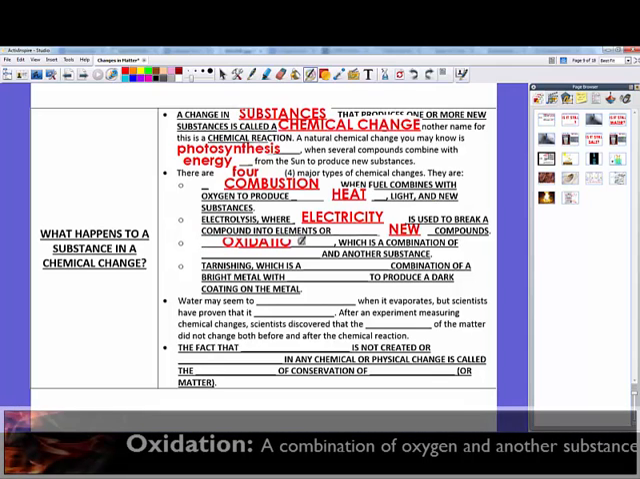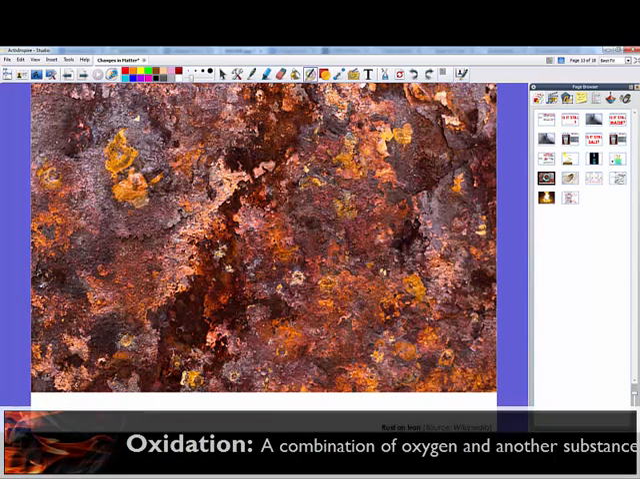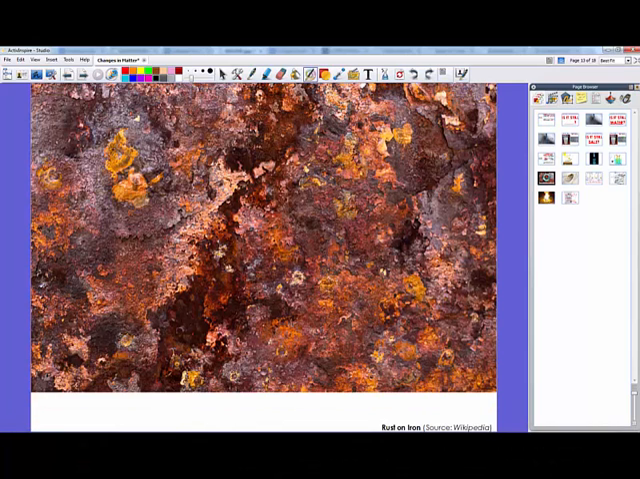The next one is oxidation. Oxidation is a combination of oxygen and another substance. And the easiest and most common example of oxidation, and there are all sorts of types of oxidizing reactions we could go into, and you will when you take chemistry in high school, is this: rust. Rust on iron. An oxidation reaction happens with water. Water and iron come together and they form rust. And so the question is, is the rust on there still iron? Is it still water? No, it's something different. Therefore, it is a chemical change.